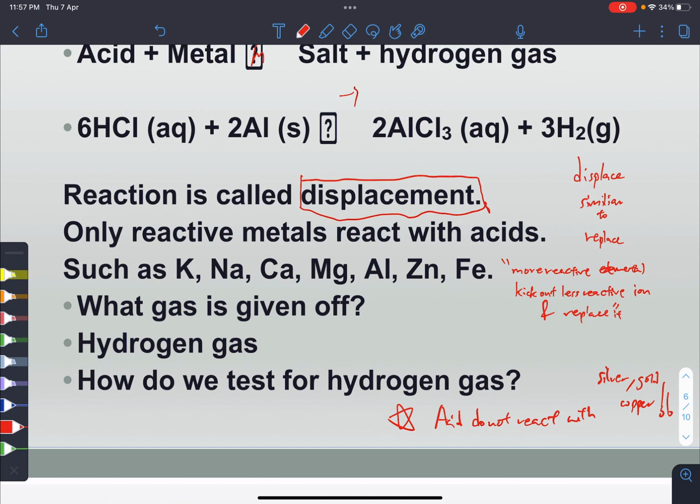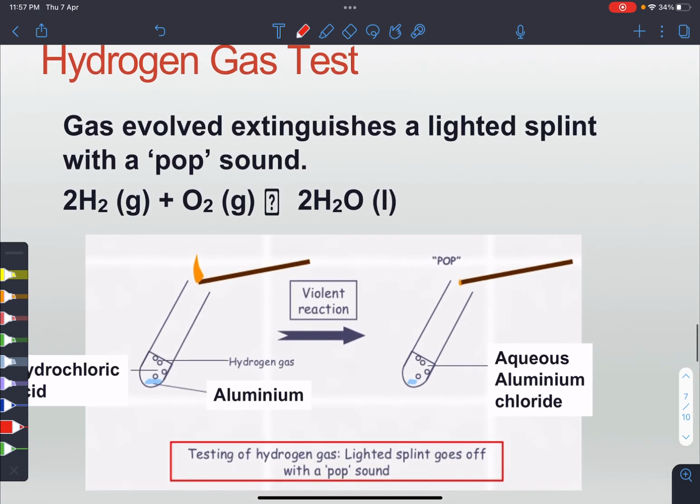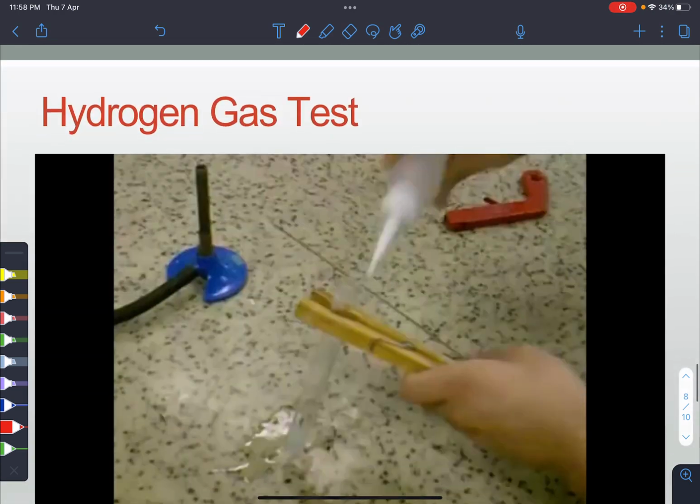So let's take a look. The gas test for hydrogen is that it extinguishes a lighted splint with a pop sound. I'm sure you did this in the lab. It's very memorable, which is true. So it reacts. So that's what's happening.